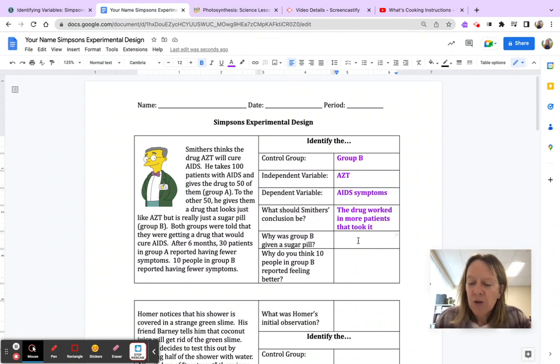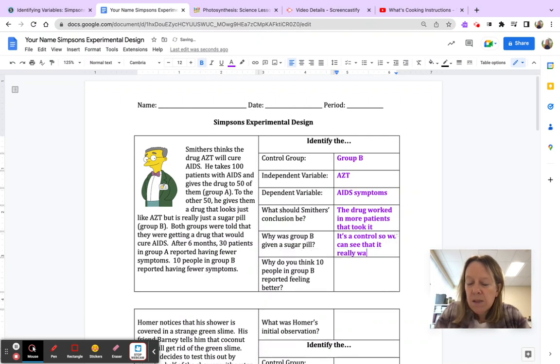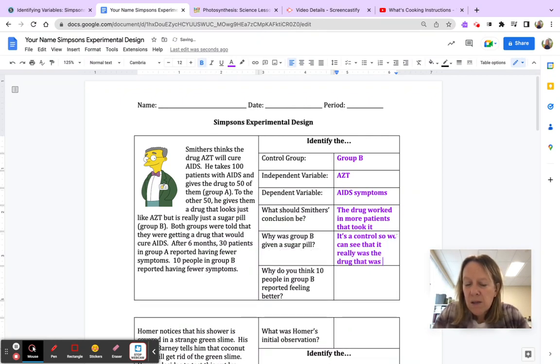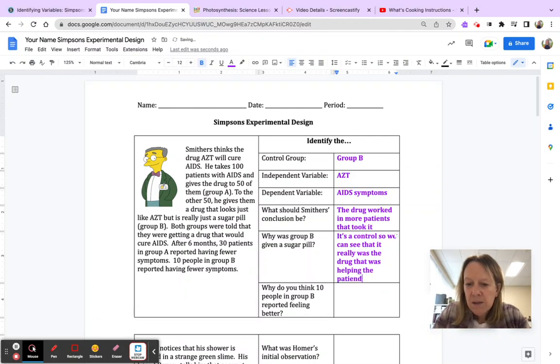Why was Group B given a sugar pill? All right, so I talked about this just real quickly, but it's a control. Let's write it's a control, so we can see that it really was the drug that was helping the patients. Make sense? The reason we do controlled experiments is that if we only change one variable, then we can see if that variable is making the change. So all we did with these 50 people was give them the drug. You presume that everything else was kept the same. And more of them got better.